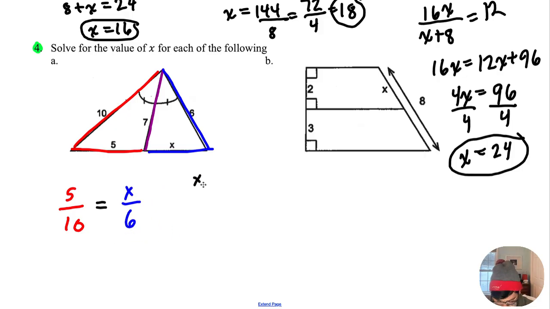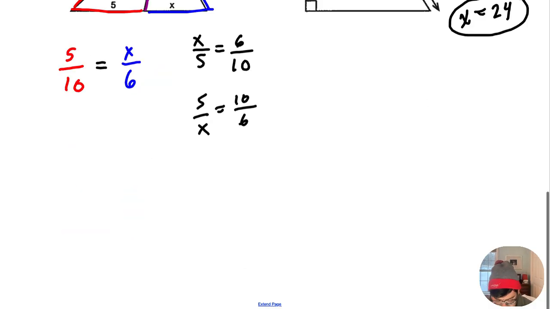You could write x to 5 equals 6 to 10. Right? You could write that one around. You could also take reciprocals here. You can say 10 to 6 is the same ratio as 5 to x. These are all equivalent things, and so on and so forth. So I just wanted to establish there's some flexibility there.